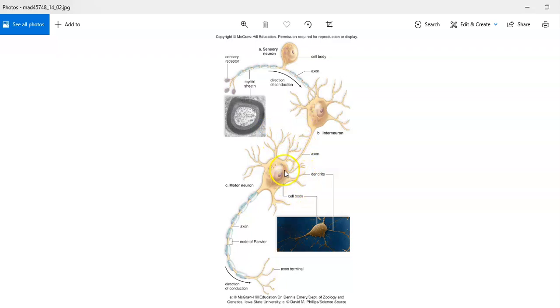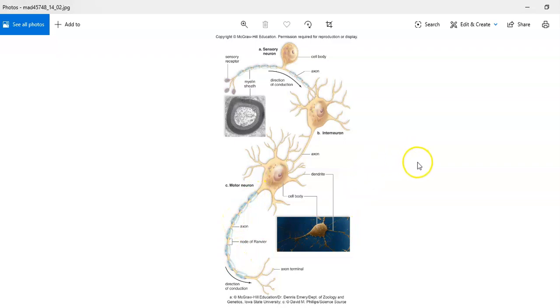So a dendrite will carry an impulse from another neuron, I should say, or from an organ or a gland. It'll carry that to the cell body, and then that impulse will be transmitted from the body down an axon. That's a single long appendage that connects one neuron to a muscle, gland, or organ that it's going to try to send a message to or receive a signal from. So you've got a cell body, a dendrite, and an axon.